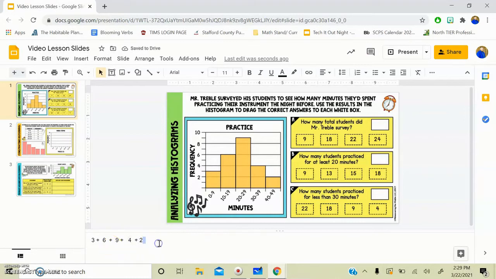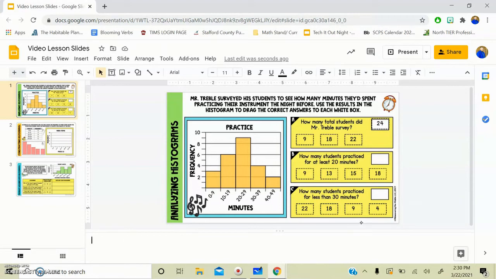So, if I add all these numbers together, I have 3 plus 6, which gives me 9, 9 plus 9, which gives me 18, 18 plus 4, which gives me 22, and 22 plus 2 gives me 24. So then I would look and see, is that one of my options? Well, yes, it is. So I'm going to take that and drag it into the white box. Awesome. Get rid of that.